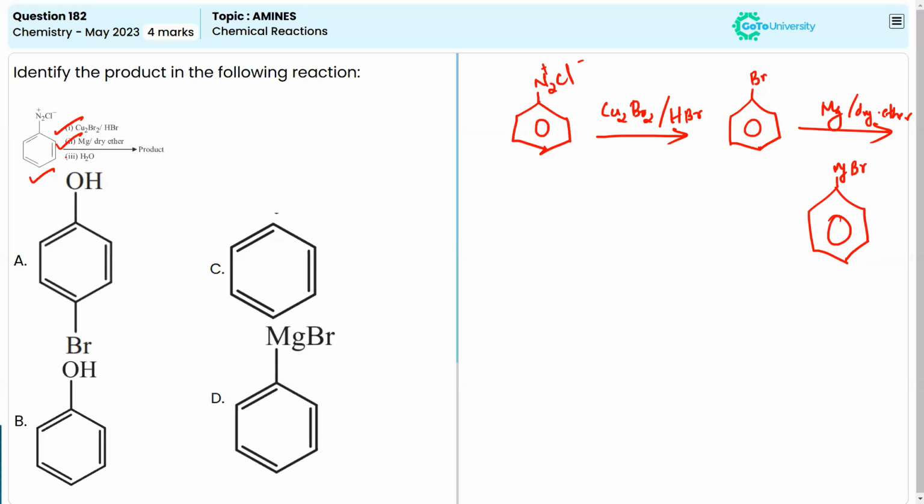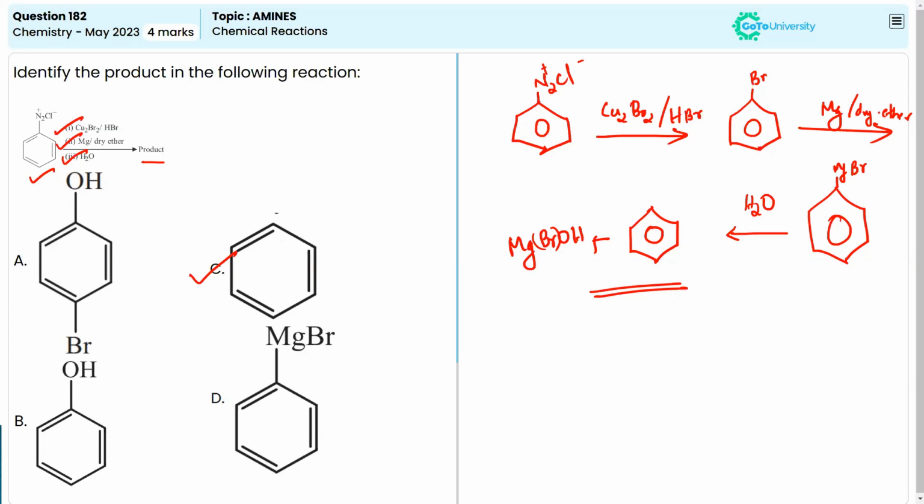Now we can use the third reactant, water. When this compound reacts with water, it will be entirely converted into benzene plus MgBrOH. So this will be the reaction. Got it? So the product is benzene. So the correct answer is option C. Other products are obtained in between, but we have to find out the product which is obtained in the last step. So after reacting with all three reactants, the product is benzene only. Okay.